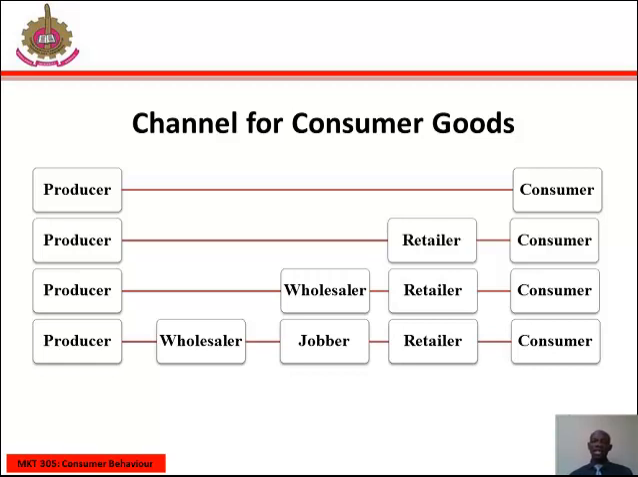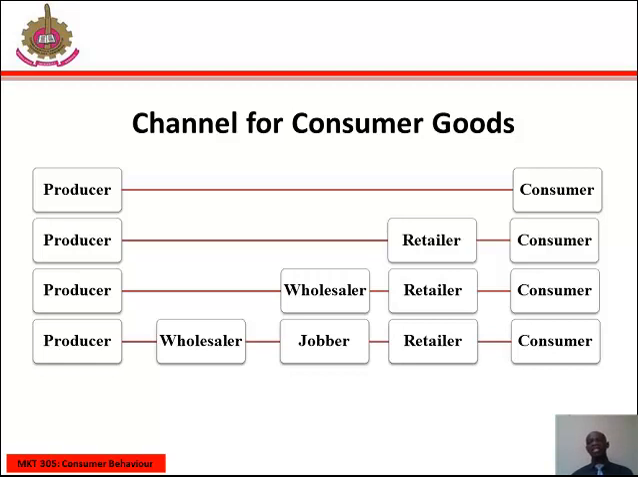Now, let's take a look at two types of marketing channels: channels for consumer goods and channels for industrial goods. But first of all, let's talk about consumer goods. If you look at the figure on the slide, you discover there is a link linking the producer to the consumer. Producer to consumers.